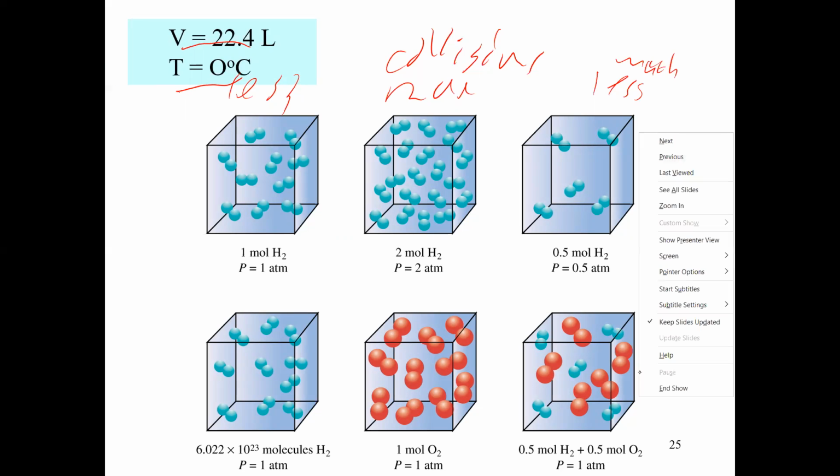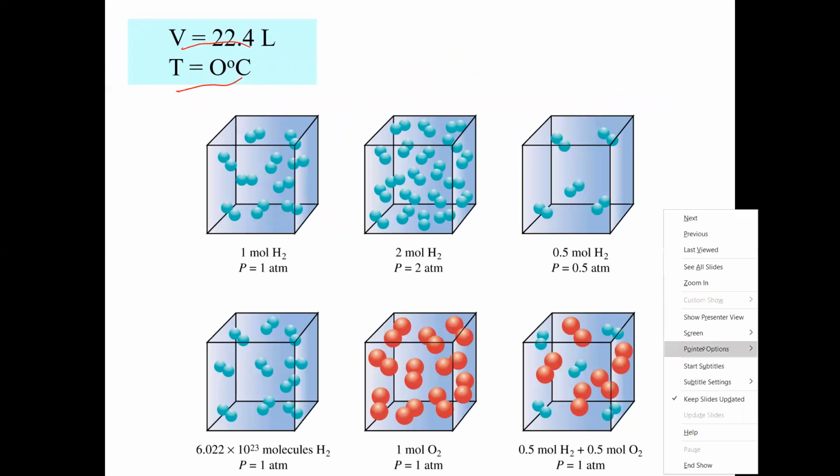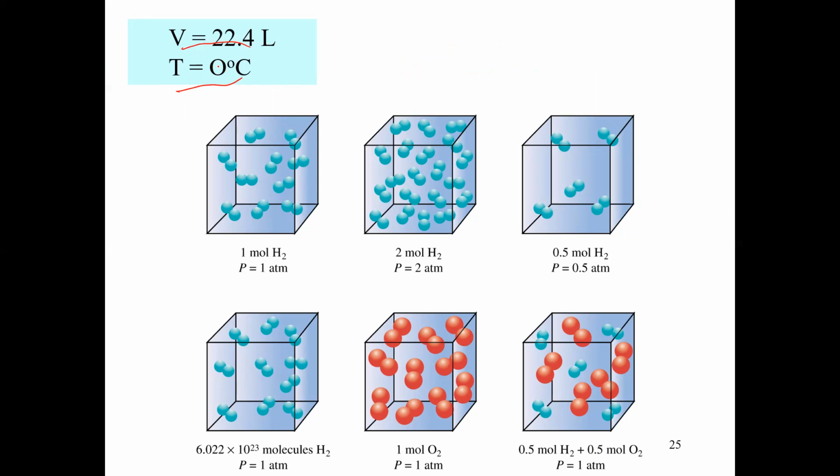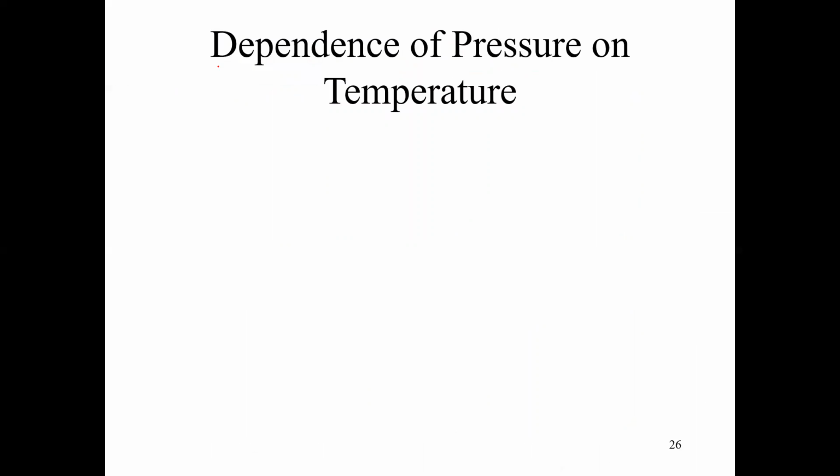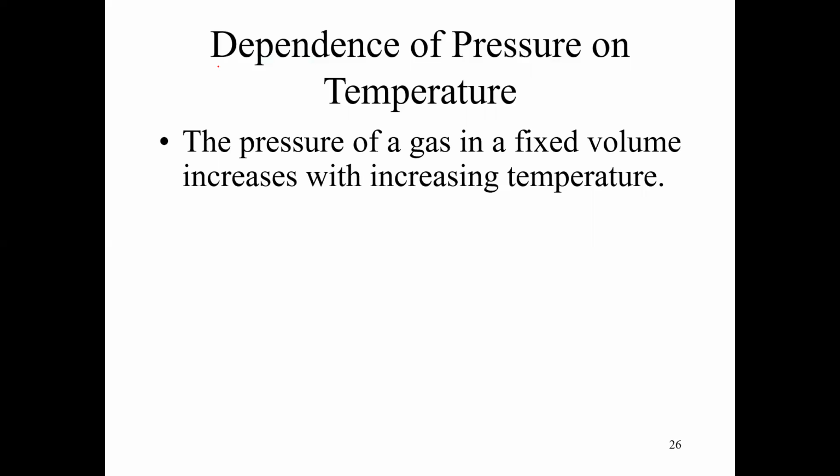The standard volume at 0 degrees Celsius is related to this, in liters at 0 degrees Celsius. The pressure exerted by a gas is directly proportional to the number of molecules present. The pressure of a gas at a fixed volume increases with increasing temperature. An example of that: you have an aerosol can, you put it in a fire, eventually the pressure of the gas inside will get greater and cause the can to explode.